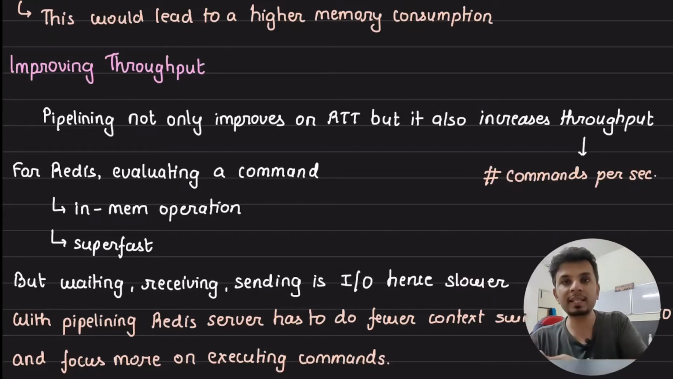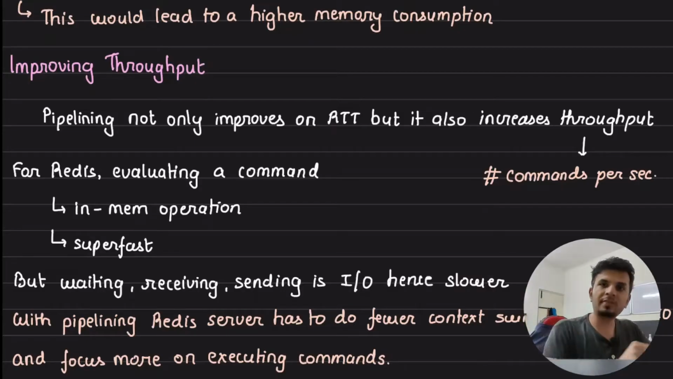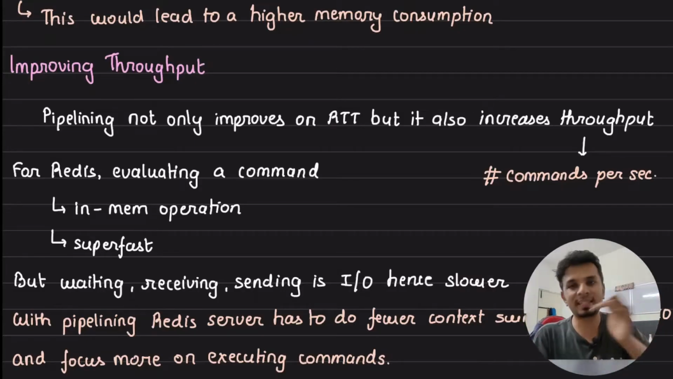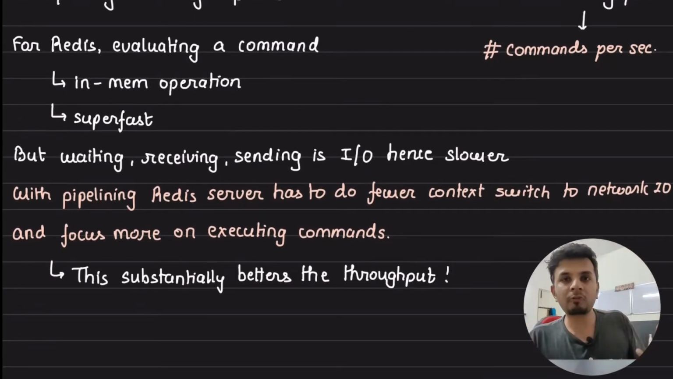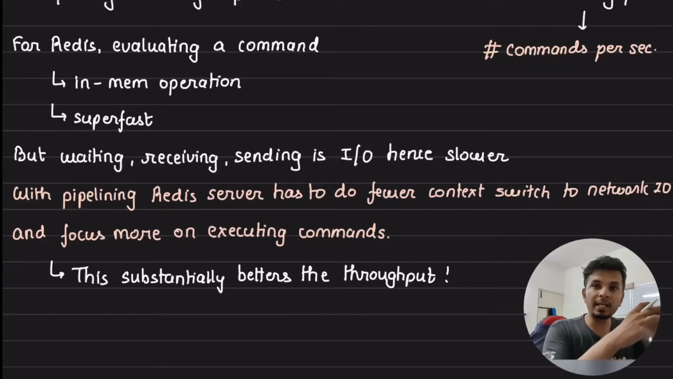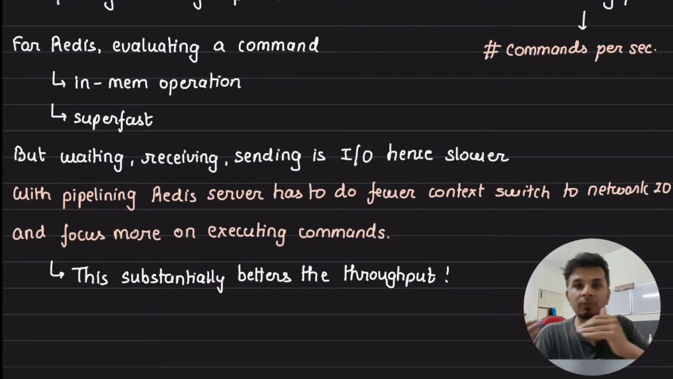A lot of time of the Redis server also goes into making the network call, sending back the response or receiving the response from that, right? Which is where your power of pipelining comes in. With pipelining, your Redis has to do fewer context switches from your in-memory processing to network IO.